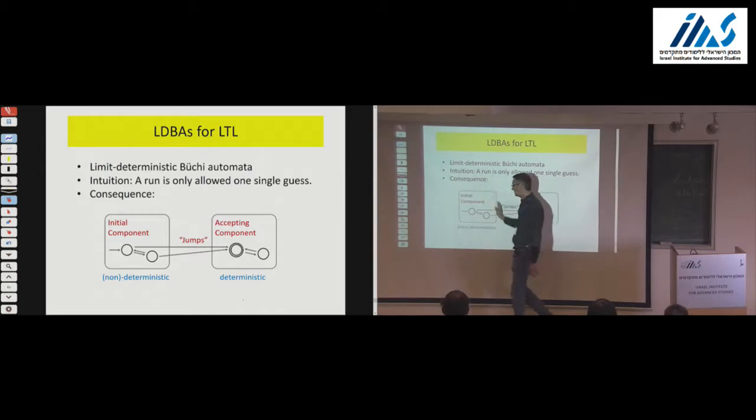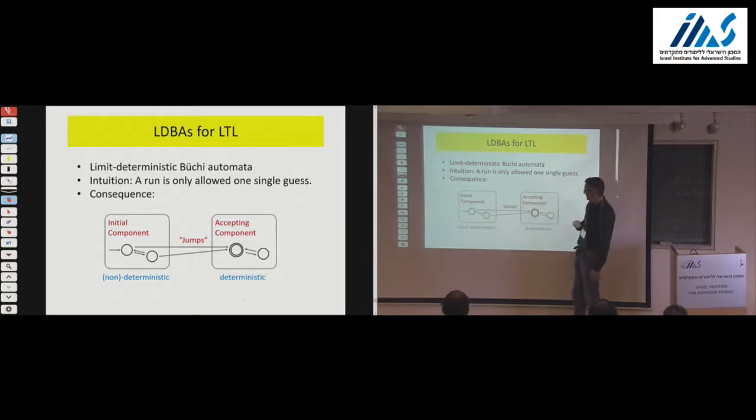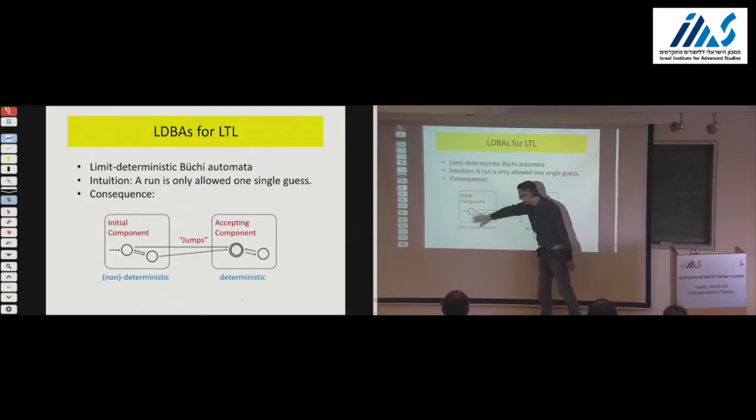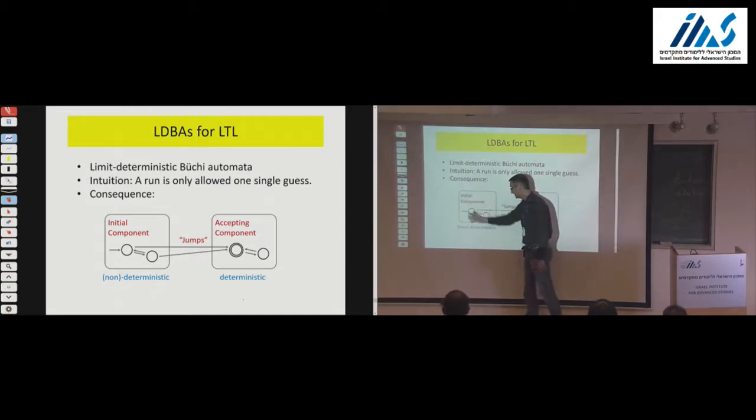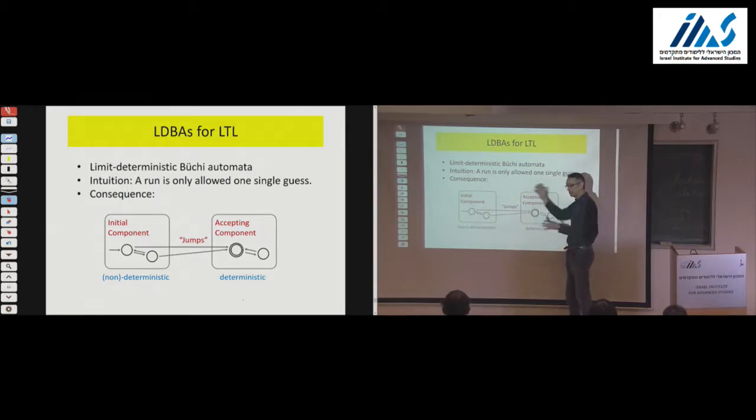Here you may have non-determinism if you want, although our construction will also give you an initial component which is deterministic. If you take this as deterministic, then in each run you are going to have exactly one guess, right? You stay here, everything is deterministic, and then at some point you decide to jump, and that's it. Then everything continues to be deterministic.